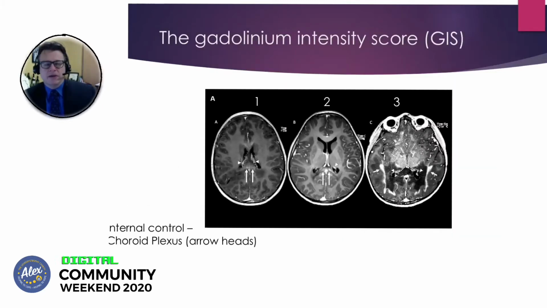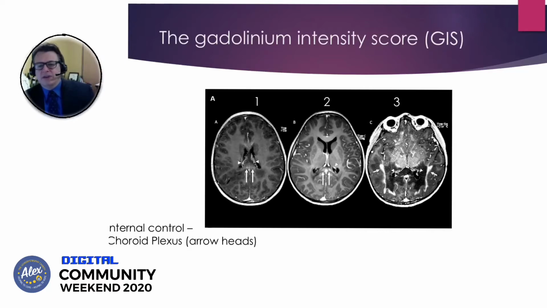So let's talk a little bit about the gadolinium intensity score. It's a scoring system we developed a few years ago, and it's really a way to measure the whiteness of that gadolinium signal. So all these MRIs show gadolinium. The signal of the gadolinium of the disease process is indicated by the large white arrows in 1, 2, and 3. And we compare the whiteness of the signal to the choroid plexus, which is an organ in your ventricles that makes CSF, and it appears white on the MRI and serves as a comparator to the gadolinium signal.